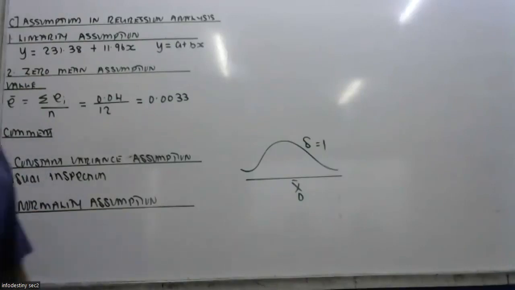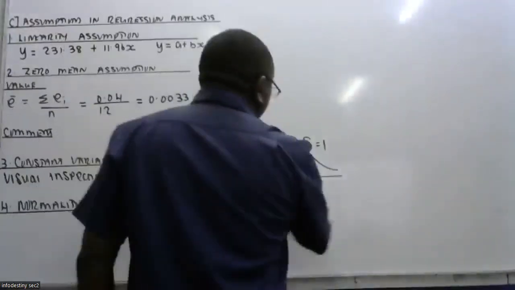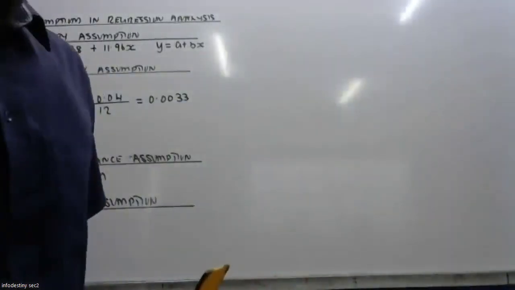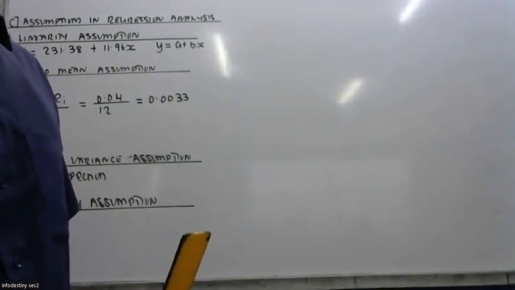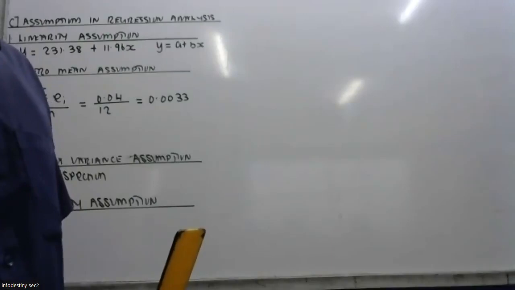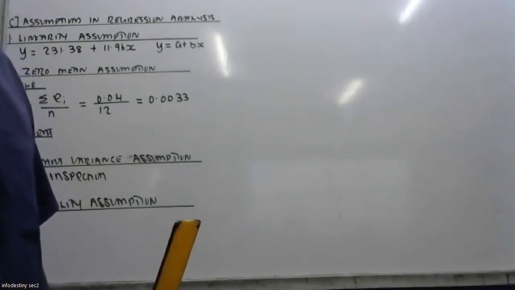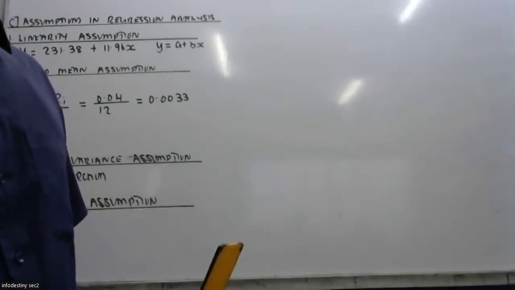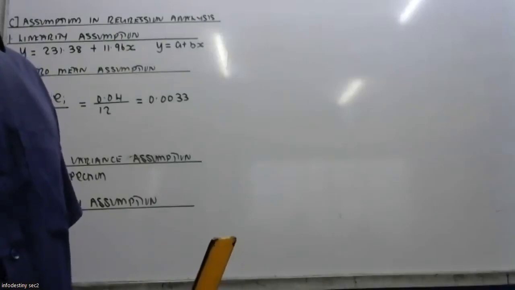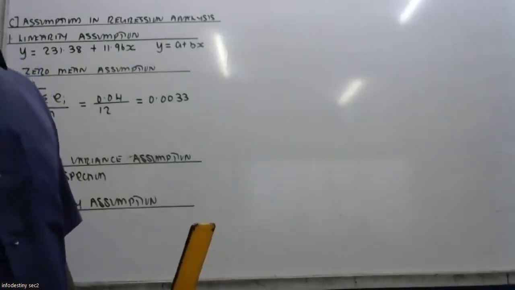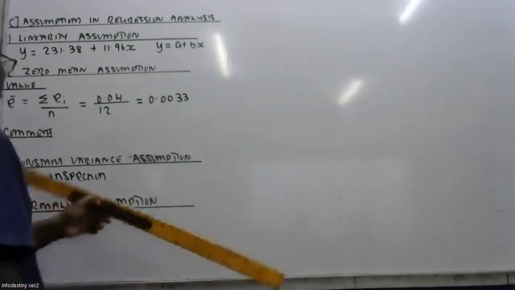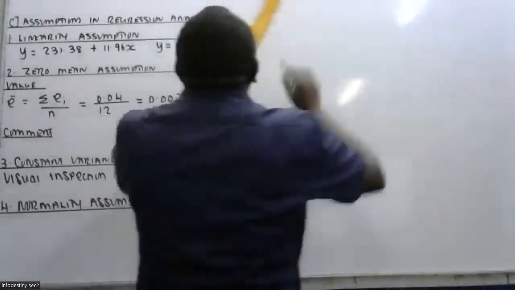So we are going to put it this way. The error terms in the above case can be said to follow a normal probability distribution, since they have a mean of 0 and a variance of 1.